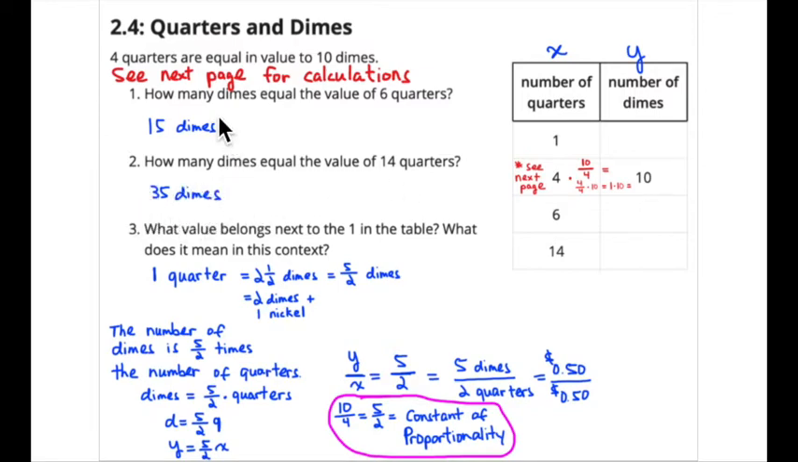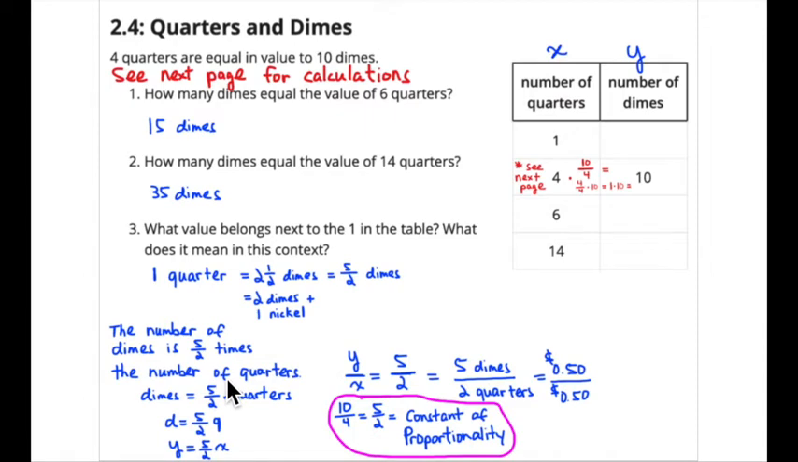I hope that you see that dividing first makes it a lot easier to do this calculation in your head. If you were to multiply first, you'd get 14 times 5, and I'd have to sit there and think about that, and then take half of that. So it's easier to divide first. It keeps the numbers smaller. What value belongs next to the 1 in the table? Well, that is the 5/2. That's the constant of proportionality.